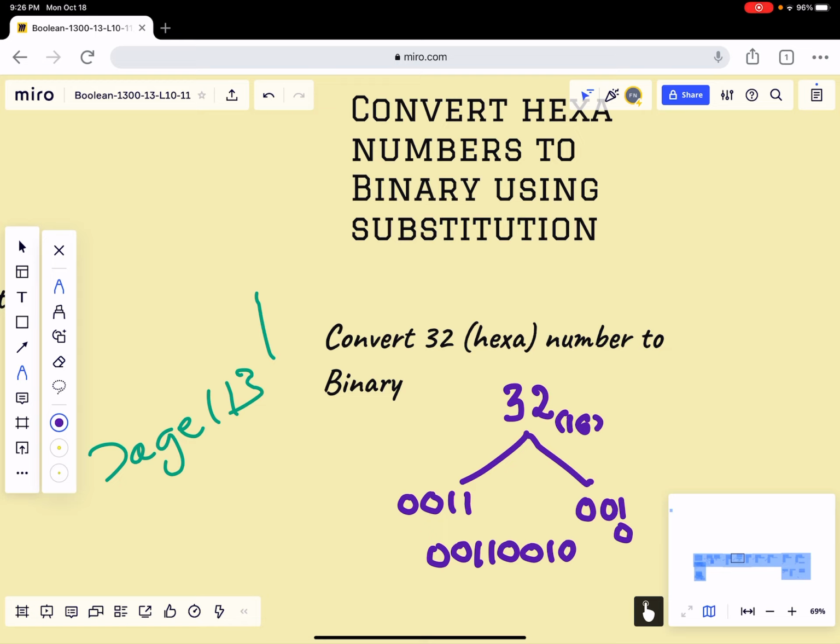So that is the hexadecimal 32 converted to the binary number. So again, when you have a hexadecimal number, you make sure that you group 4 digits for each single hexadecimal, and then you combine them together, put it together, and then you will have a binary equivalent to that hexadecimal.